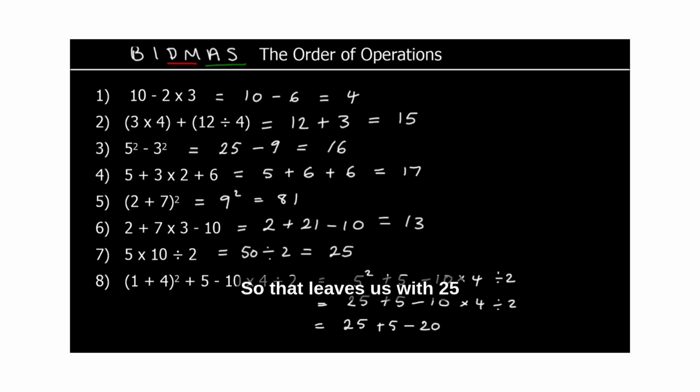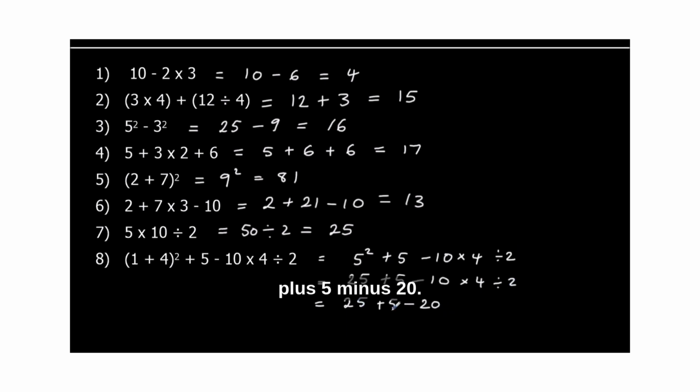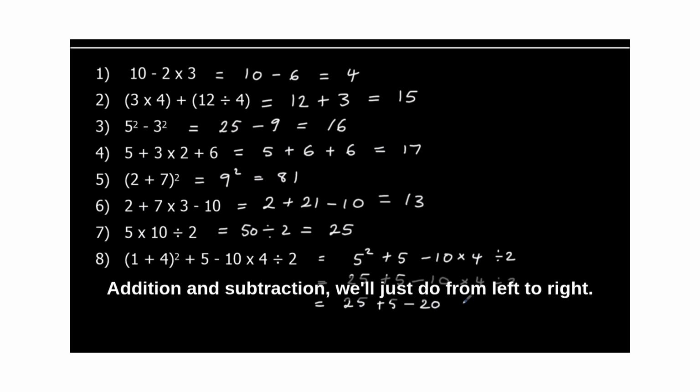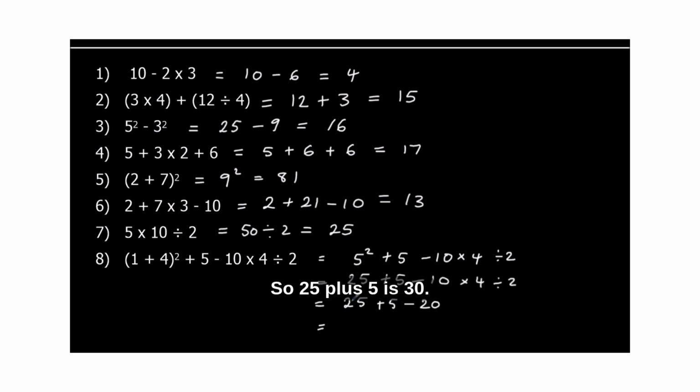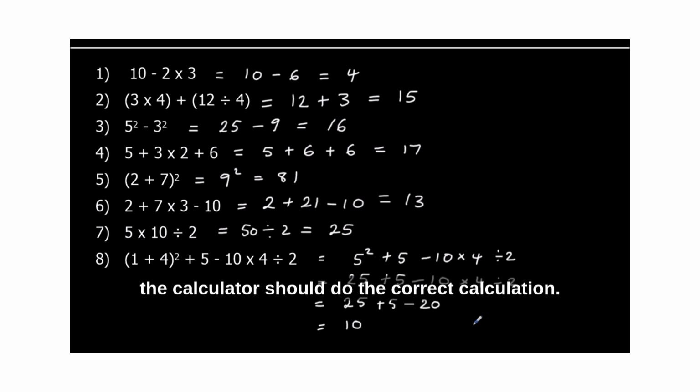So that leaves us with 25 plus 5 minus 20. Addition and subtraction we'll just do from left to right. So 25 plus 5 is 30. Take away 20 is 10. So if you put any of these sums in the calculator, it should do the correct order of operations and you should get the same answers.